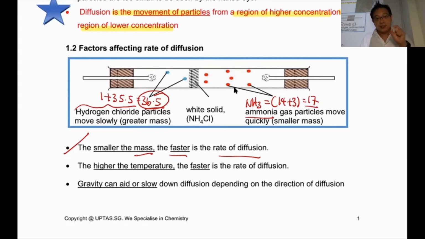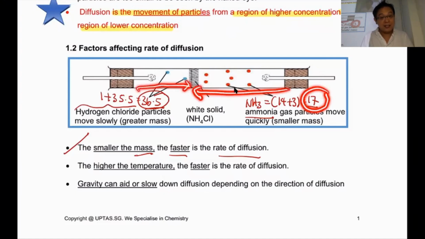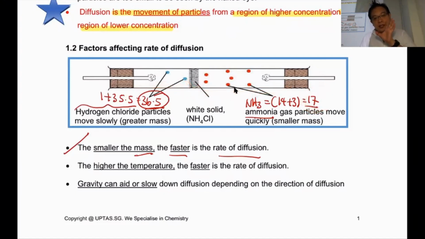So we mentioned that the smaller the mass, the faster it transfers. Can you see? This is the smaller mass. The smaller mass moves a longer distance than the one that is heavier in mass. So always remember, the lighter the mass, the faster it moves.